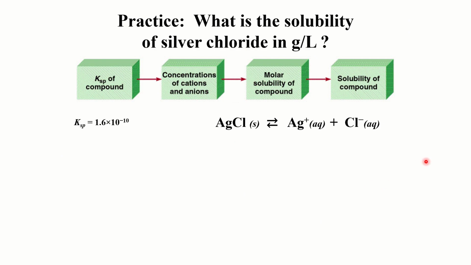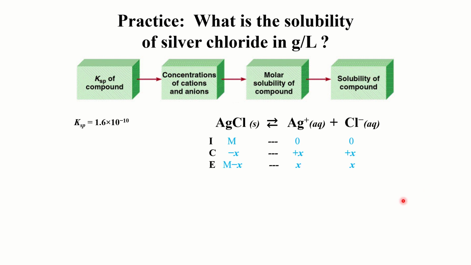All right, so let's try a practice question here. What is the solubility of silver chloride in grams per liter? So what we're going to do here is start with the KSP of the compound, which is given as 1.6 times 10 to the negative 10th. Then we're going to write out our dissociation reaction, which in this case would be AgCl forming Ag+ and Cl-. We're going to use an ice table to establish the concentrations of cations and anions. This will give us the molar solubility of the compound, and then finally we can find that solubility in grams per liter.